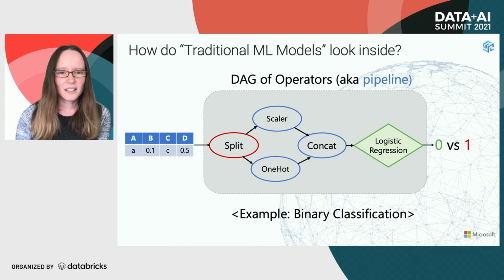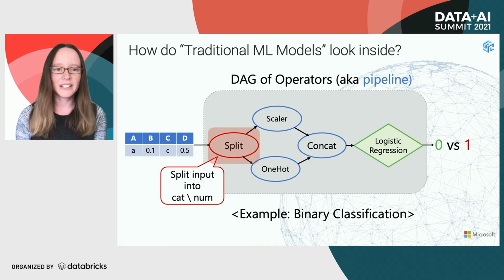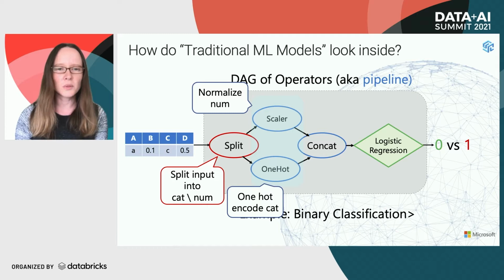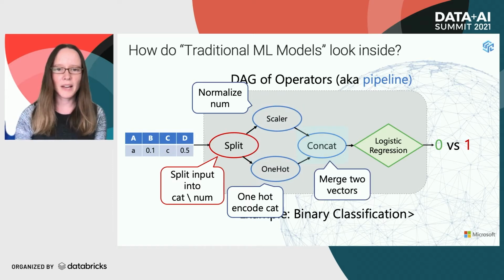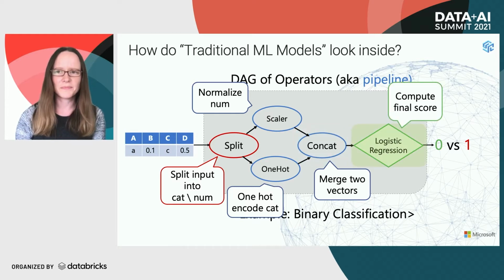Stepping through this for a second, first we're going to split the incoming data into categorical features and numerical features. The numerical features will go to the top node and be normalized with this scaler, and the categorical features will be one-hot encoded in a way that they can be easily processed in hardware. Then we'll concatenate these two vectors together, merge them back, and feed that data into the final score to compute the final score, the logistic regression.